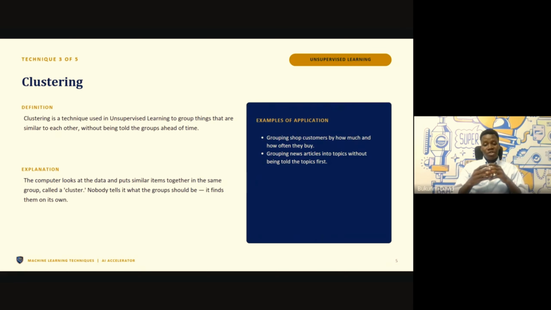An example of its application is grouping news articles into topics without being told the topic at first, so much so that we can have a group of news articles that are related to artificial intelligence together, that are related to farming together, that are related to real estate together, and so on and so forth.